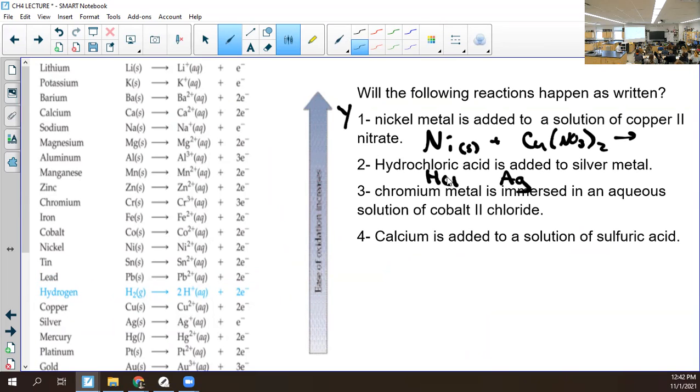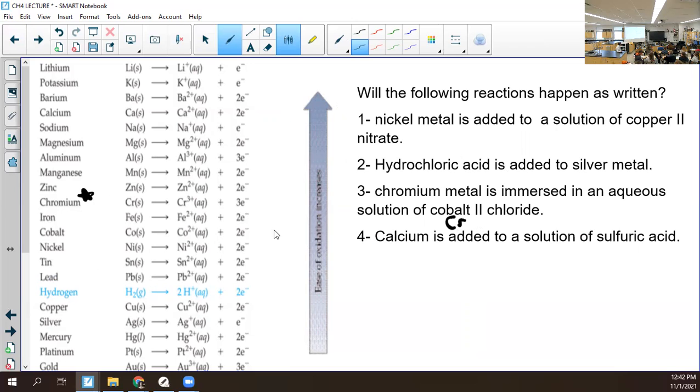But when we talk about the acid, we're really talking about hydrogen. That's why it was blue. Sorry about that. Okay, so silver is the lone element. Is it above hydrogen? No. So would a reaction happen? No. Chromium. Chromium metal, so Cr, which is right here.